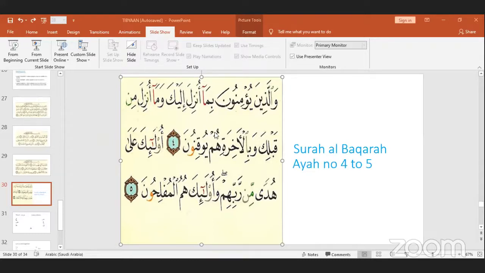Aqsa and Naji read this ayah. So I think everyone heard it. Very good, Aqsa and Naji.